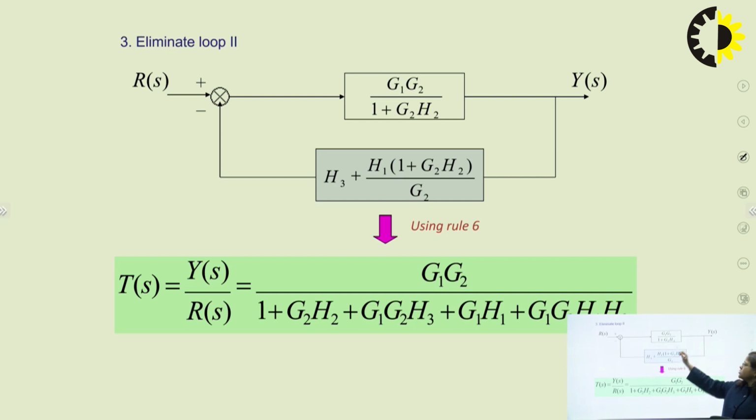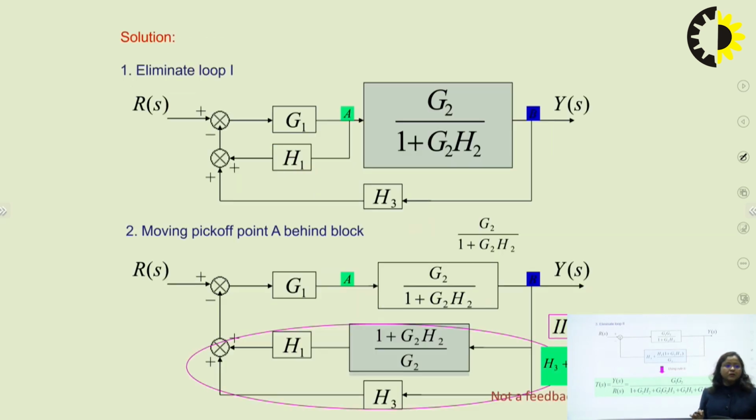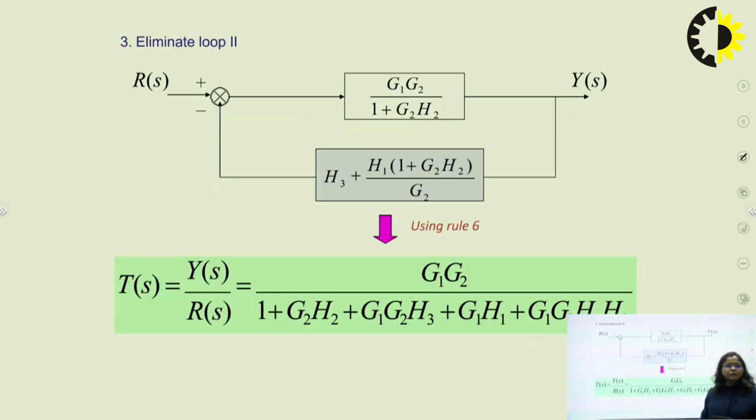G1 G2 upon 1 plus G2 H2, and then once we take off the feedback, since here we will move this takeoff point behind the block, so when we take the takeoff point after the block, it is divided by this gain, and then these two blocks will come in cascade. These two will be in parallel. These two values will be added to get the overall feedback, and then we will solve it for overall transfer function.